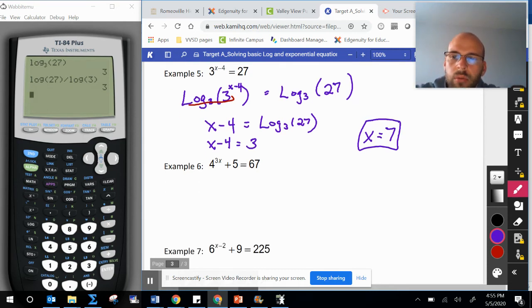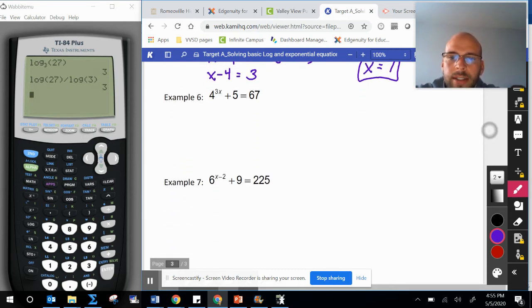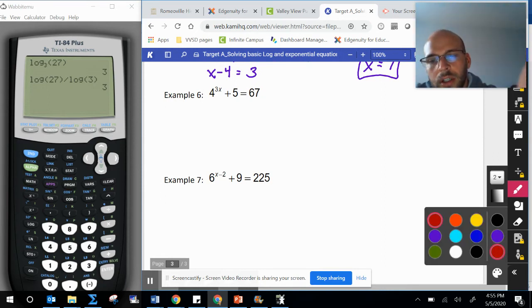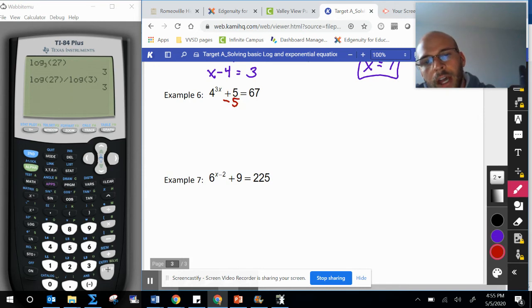So let's do another one of those. We're going to do some practice. Okay, the first one's always a little scary. So what we're going to do here is we're going to subtract the 5. Let's isolate the exponential. So I have 4 to the 3x is equal to 62.